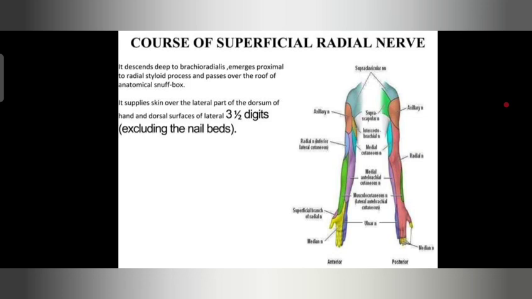Next is the course of the superficial nerve. It descends deep to brachioradialis, emerges proximal to the radial styloid process and passes over the roof of the anatomical snuffbox. It supplies skin over the lateral part of the dorsum of the hand and the dorsal surfaces of the lateral 3½ digits, excluding the nail beds.